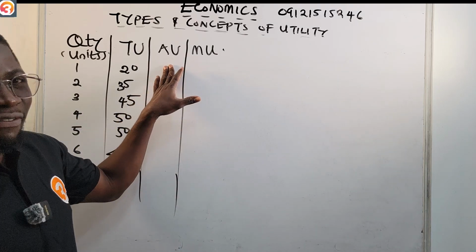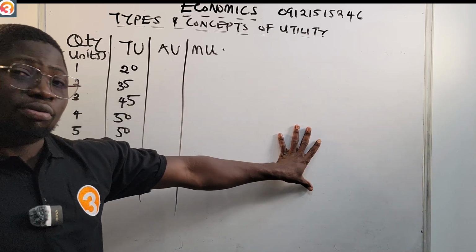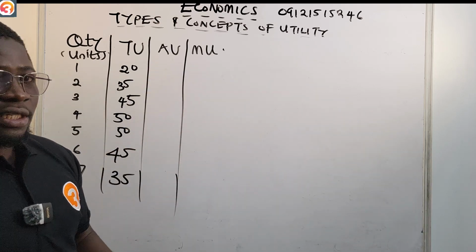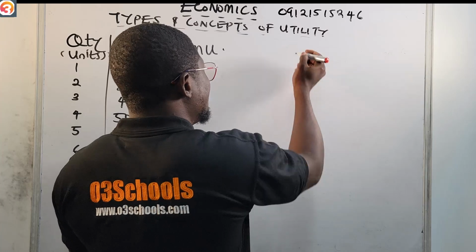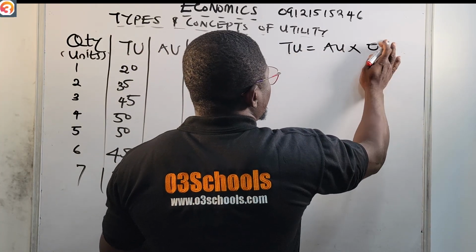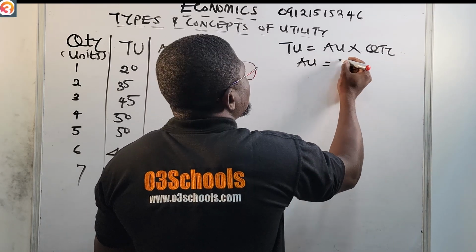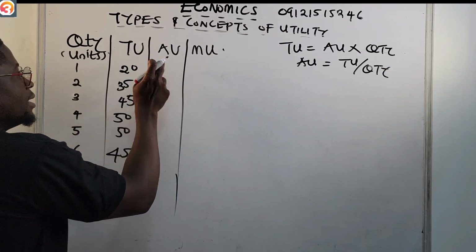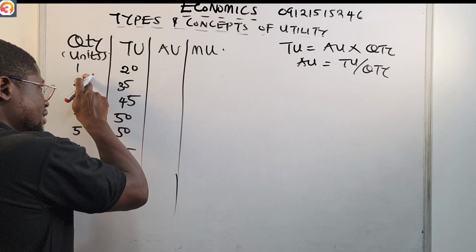Now let us calculate the average utility and the marginal utility. Let us complete this table, and then we can plot a graph. How do we complete the table? We know that total utility is average utility times quantity. That means average utility is total utility over quantity. So to get the average utility, we just divide the total utility by the quantity.